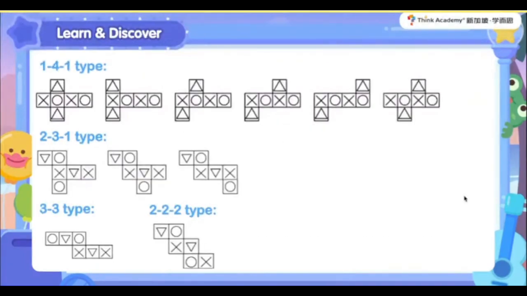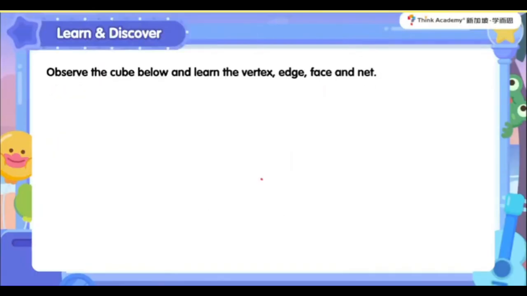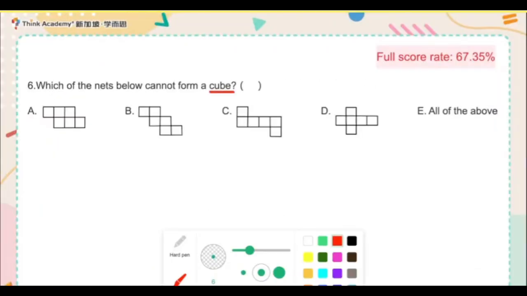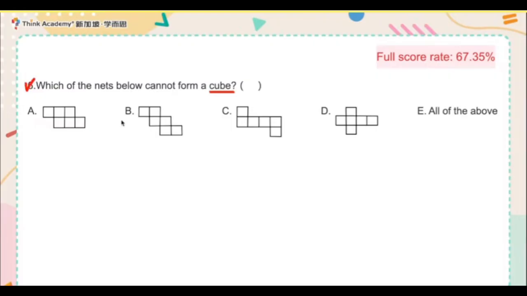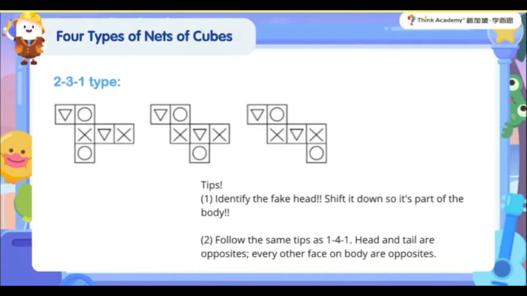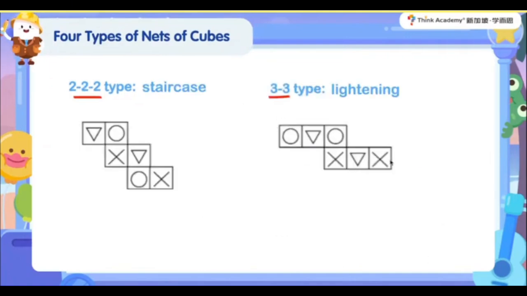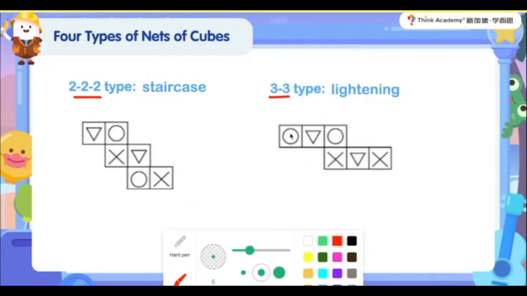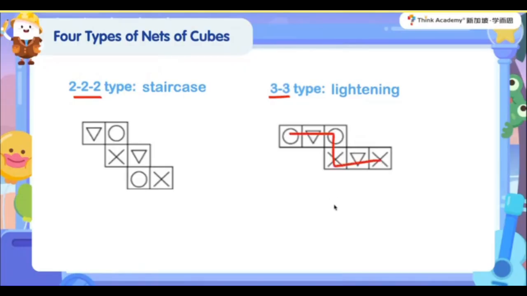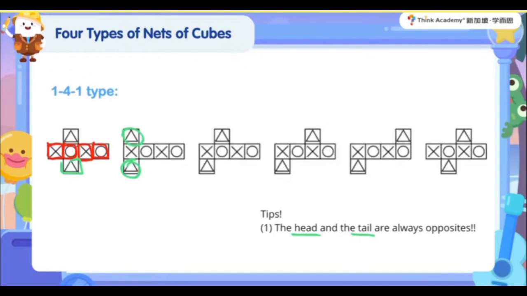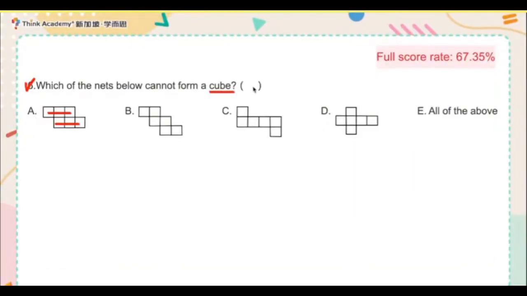Okay, so everyone, this time we can come back to the question. Come back to the 6th question. This time the question will be super easy, okay? So which one cannot form a cube? The first one you see, is it the same as what we learned just now? No, not the same, right? Actually, this is 3-3, but you can see, is it the same as this lightning shape? This 3-3? No, you see, this one, only 1 square is connected to each other, right? Okay, then you can see actually A is wrong.